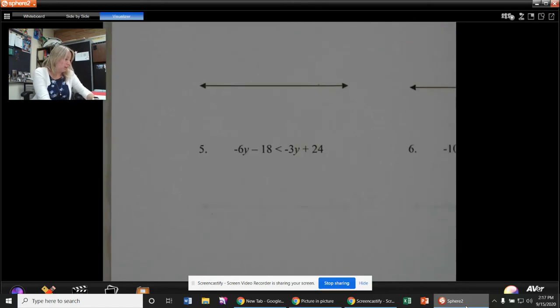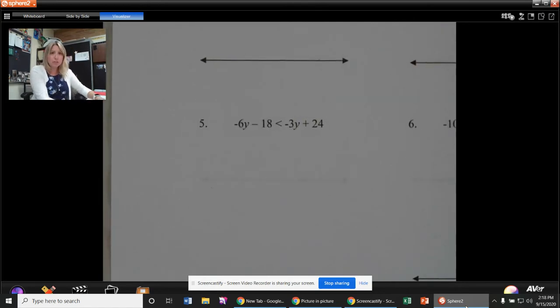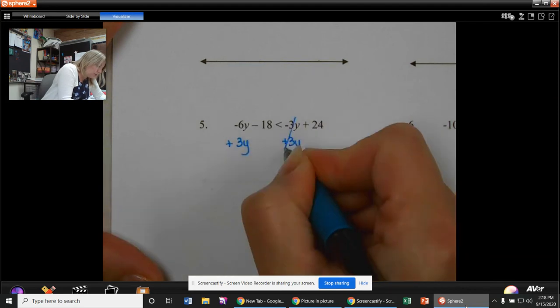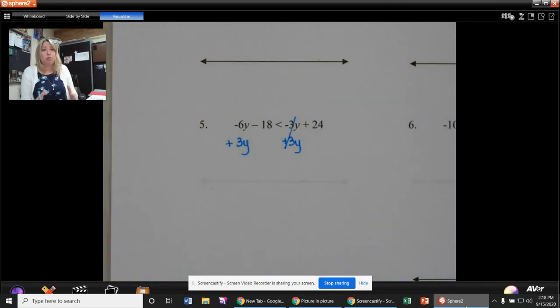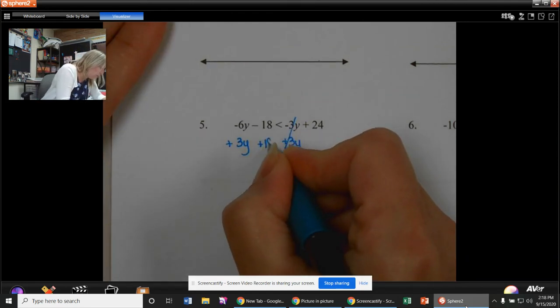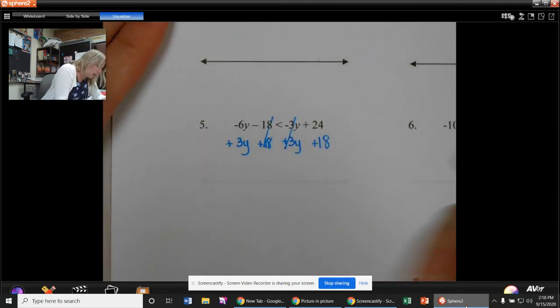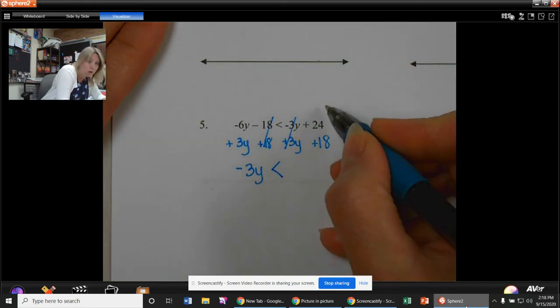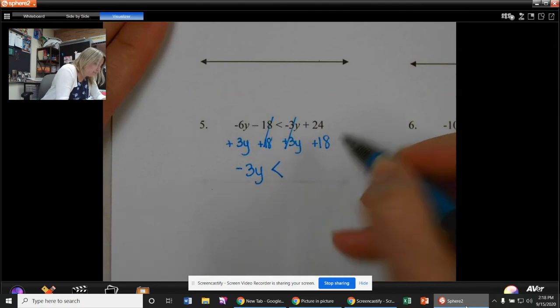Let's do a little more complicated. Let's go down to number 5. Variables on both sides. See, I'm going to put my variables on the left. When I've got the option to pick which side, put those variables on the left right off the bat. So let's add 3y to both sides. And of course, I'm combining like terms. This is the first time I'm going to do this in front of you, but I'm going to do the same step for moving the negative 18 by adding it to both sides. So now I'm going to move the 18 by adding it, okay? So now I've got all the variables over here. Okay, negative 3y is less than 24 plus 18, okay?